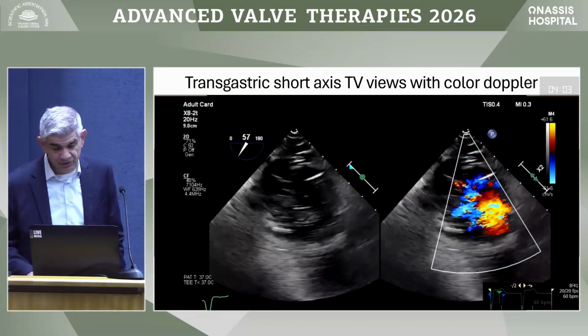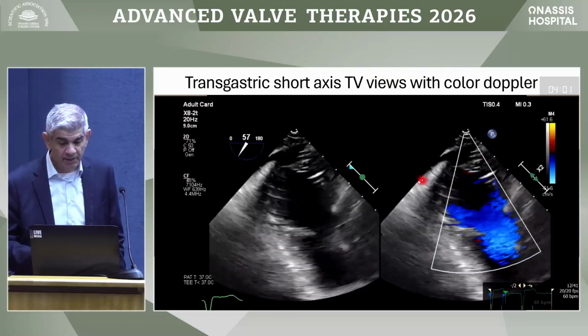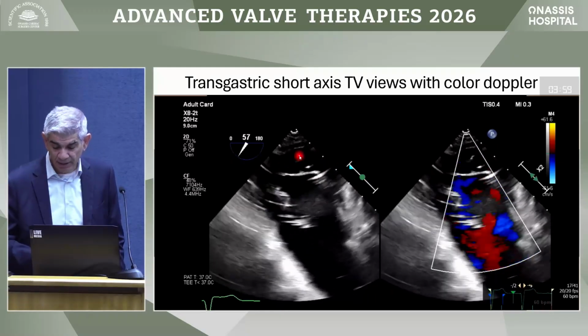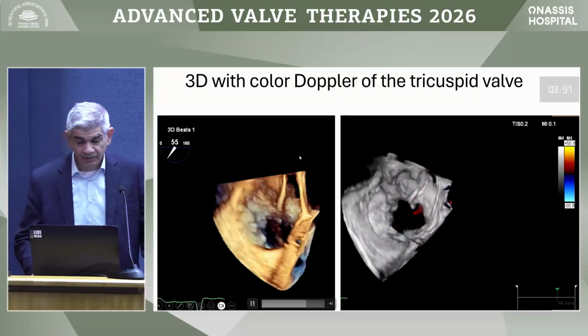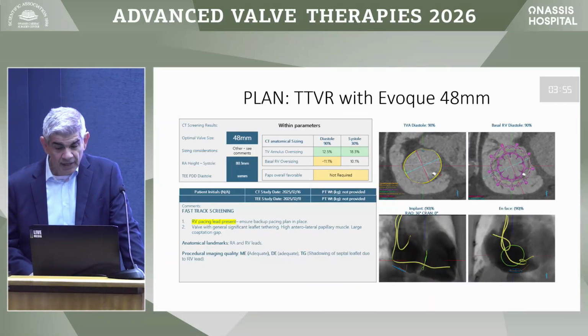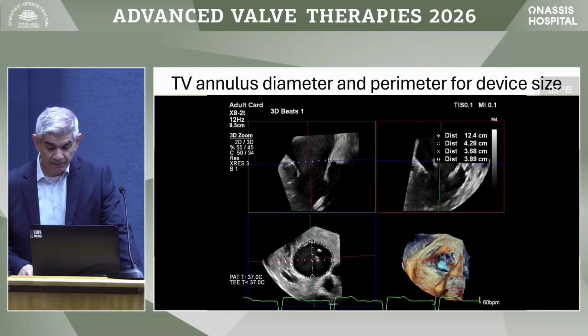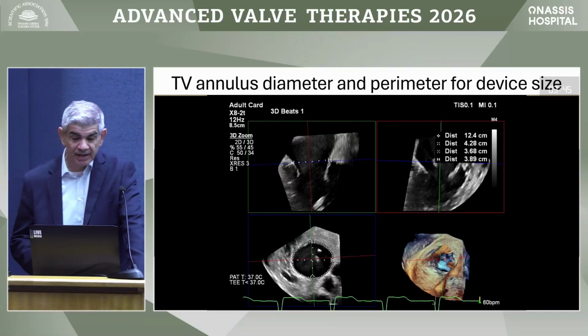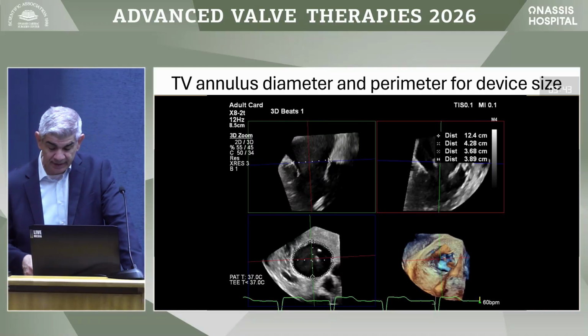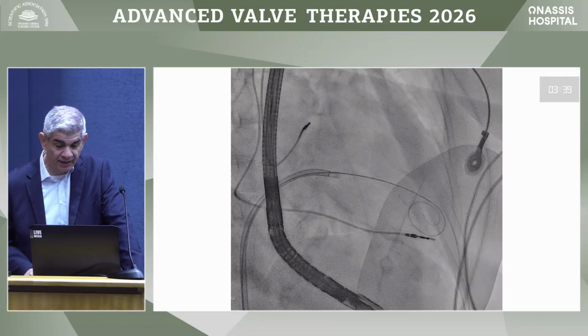Again, tricuspid short axis views here show that the impingement of the pacemaker wire on the septal leaflet creates torrential TR. So here we opted for an EVOQUE valve, number 48 millimeters. And again, on the day of the procedure, we reassess the annulus area to make sure there's no change from overdiuresis or anything like that that may change the size of our selected device.